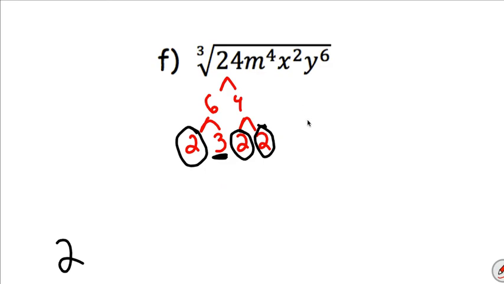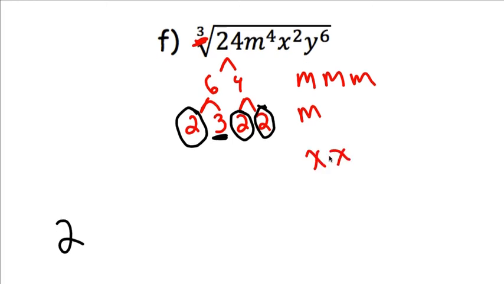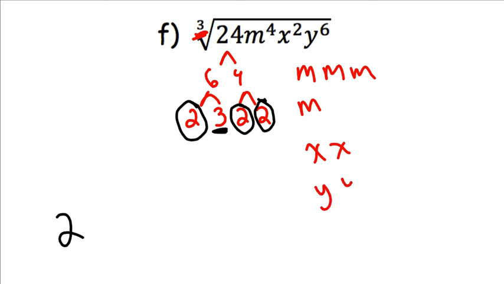Alright, let's move on to the m's. I'm writing these 3 at a time because this is a third root. So 1, 2, 3, 4 m's. I'm just going to write out all my variables right now. So x, I have 2 x's, and then I have 6 y's. 1, 2, 3, 4, 5, 6.